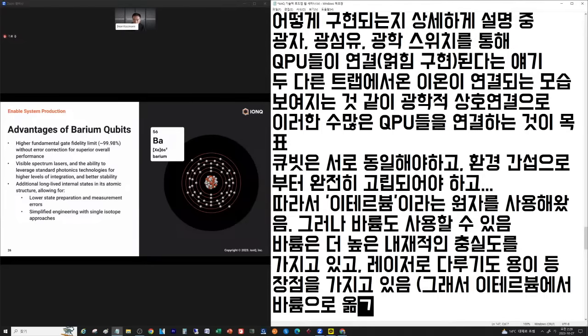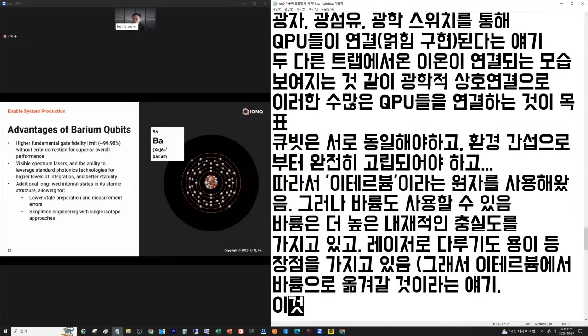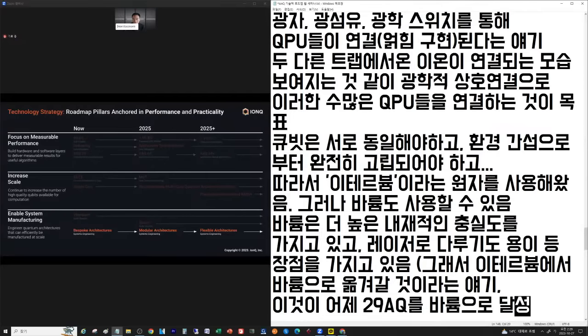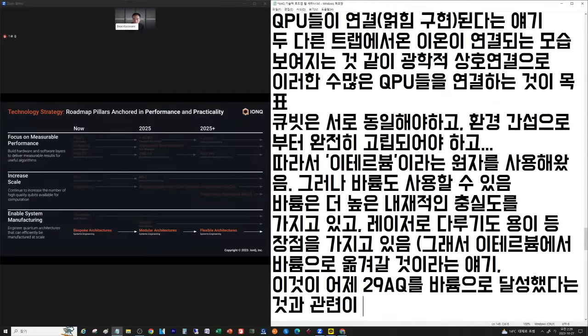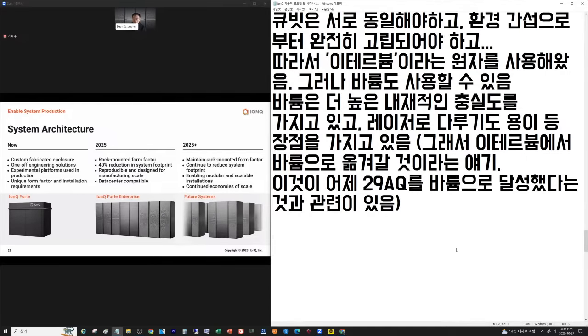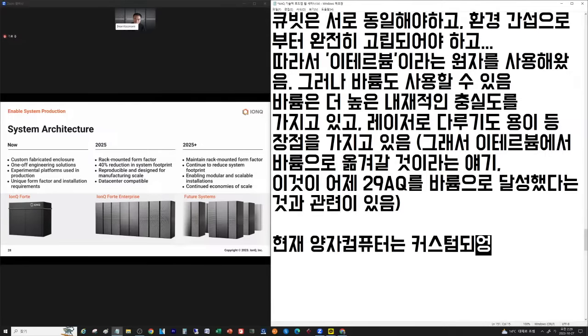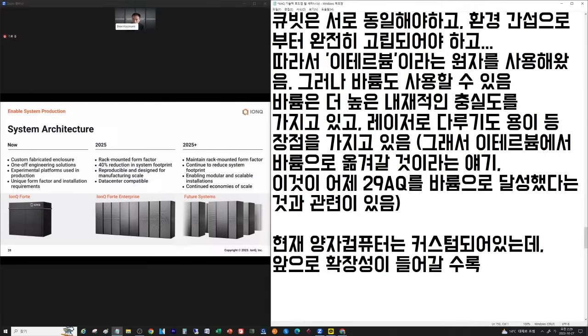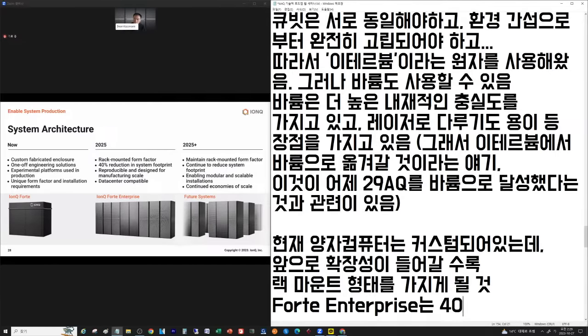So we talked about our ions, and I want to talk a little bit about our architecture moving forward and how we scale from a physical system standpoint. So if we go to the next slide, our current systems are really very custom. They contain optical tables, a lot of custom launch plates for the lasers, large laser systems, a lot of custom optics. And we're moving towards scaling these systems so they can operate in a data center and also put them into a rack-mounted form factor. So in 2025, in our roadmap, we're going to have Forte Enterprise, which is going to be comprised of a rack-mounted form factor with a 40% reduction in footprint, which will make it more data center friendly.